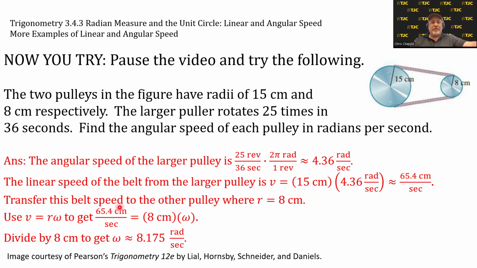Now we'll transfer that belt speed to the other pulley where the radius is only 8 centimeters. Then we use v equals r omega to get 65.4 centimeters per second equals 8 centimeters times omega. Then we solve this equation by dividing both sides by 8 centimeters, and we end up getting 8.175 radians per second. Technically, when you divide both sides of the equation by 8 centimeters, the centimeters cancel, and there are no units left on top. But remember, radians is a unitless measure. Not only can we remove it, we can reinsert it back into the ratio.